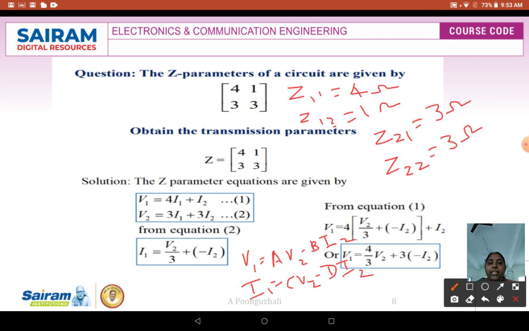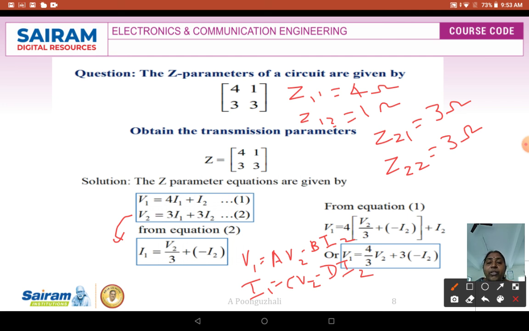To compare, the first equation is the V1 equation. A V1 equation should be in terms of V2 and I2, but it is not here. Similarly, I1 should be in terms of V2 and I2. So first, from the V2 expression, find I1, since we want it in terms of V2 and I2. So I1 is equal to V2 by 3 minus I2.